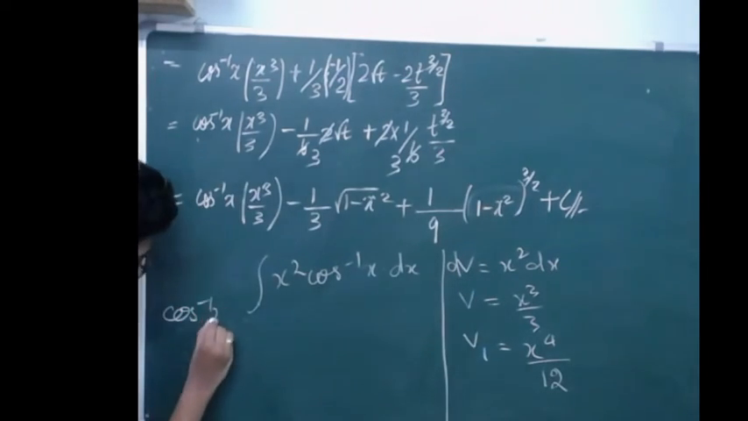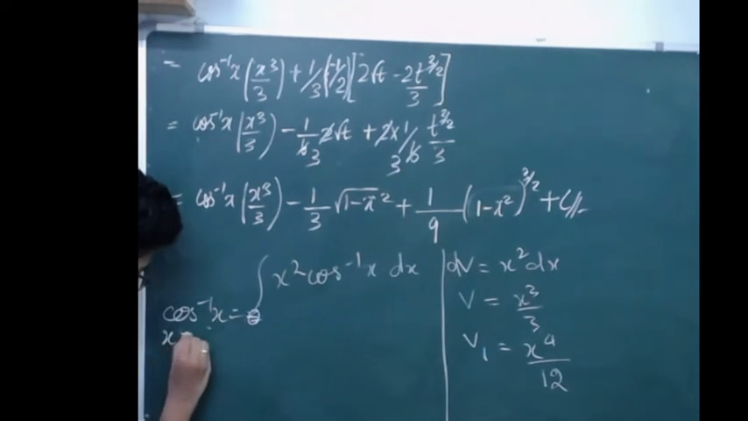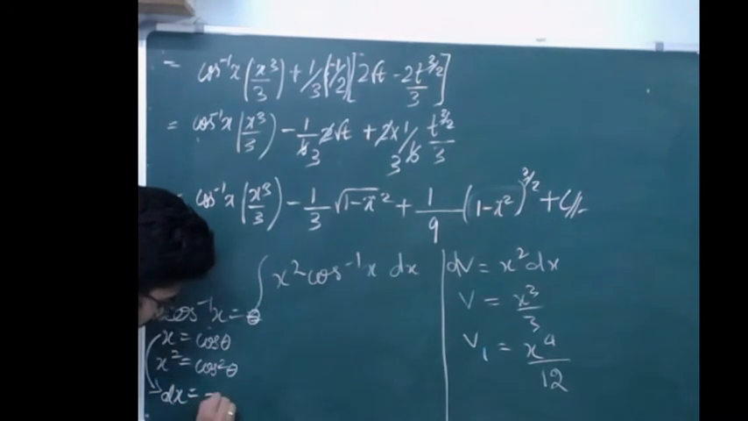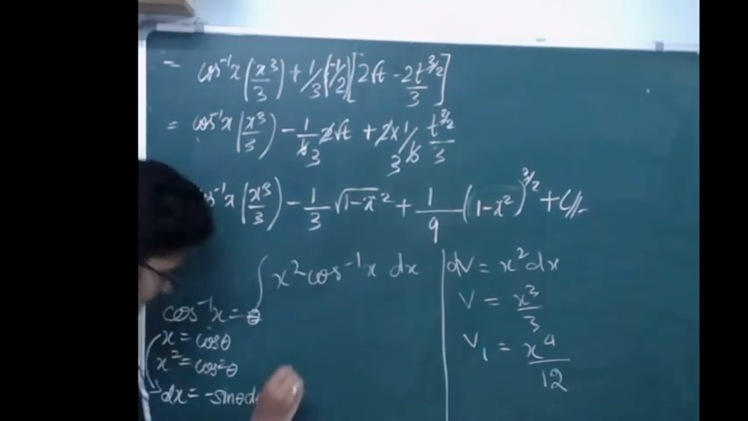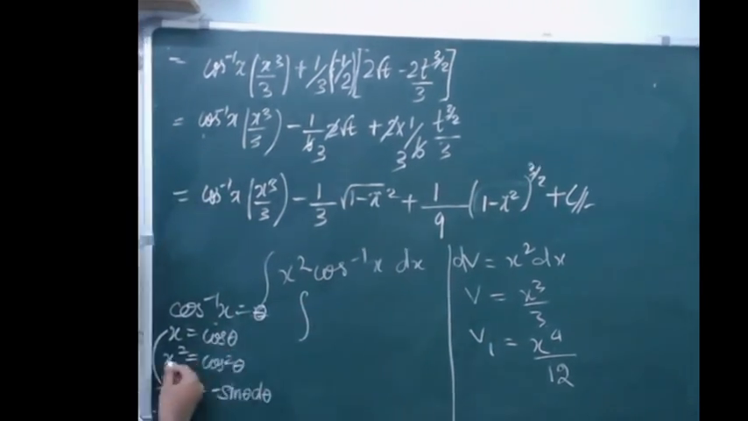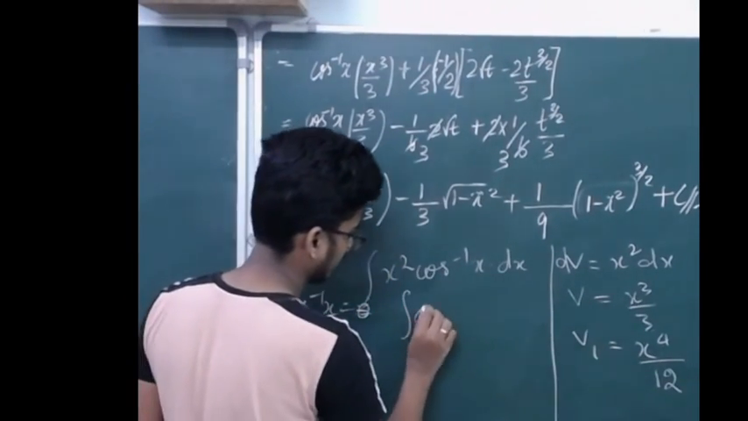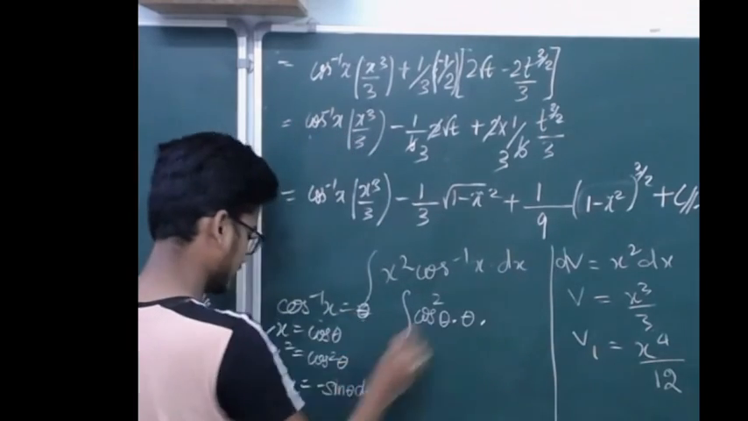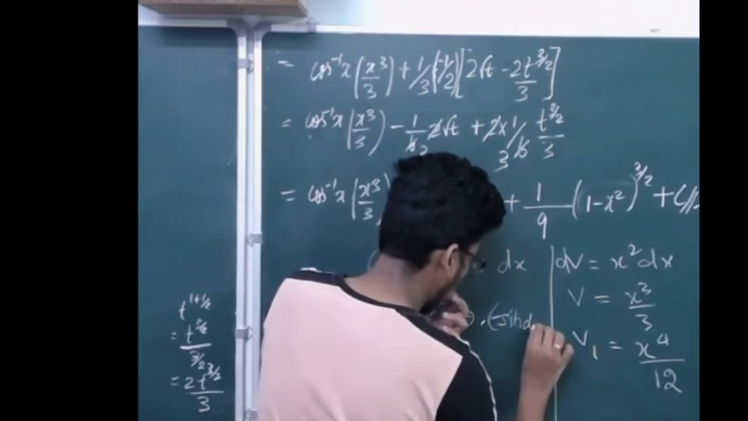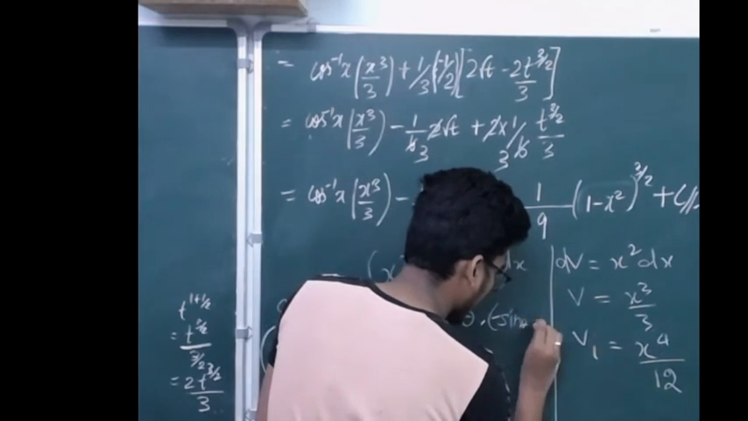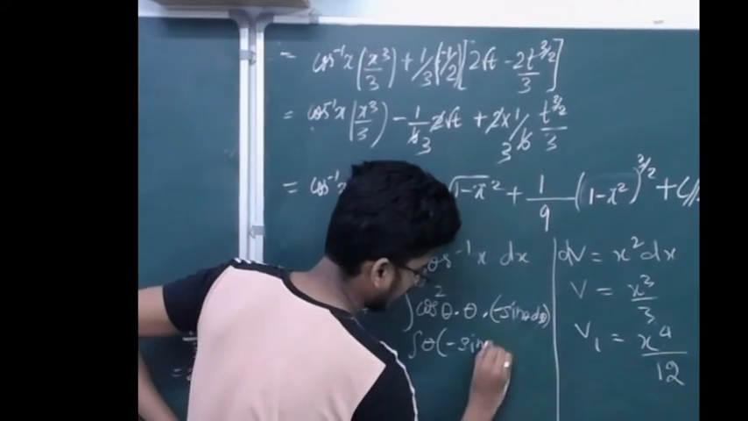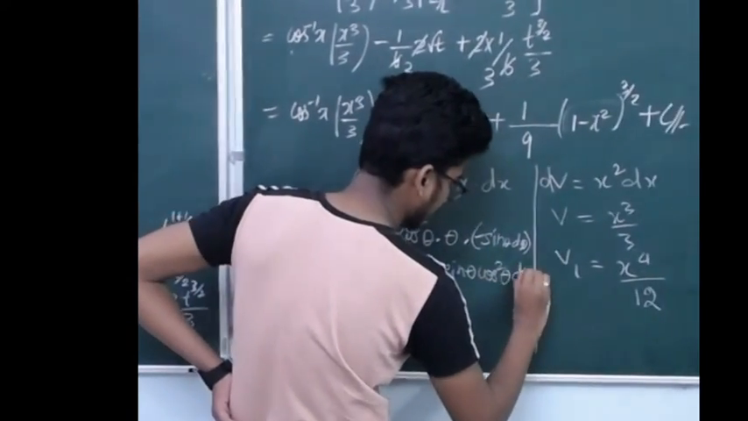Taking cos inverse of x equal to theta, I got x is equal to cos theta, and also x square equal to cos square theta. Differentiating this I got dx is equal to minus sin theta d theta. Then I substituted everything here: in the place of x square I substituted cos square theta, cos inverse of x is equal to theta, and dx is minus sin theta d theta. On rearranging, it becomes theta into minus sin theta cos square theta d theta.